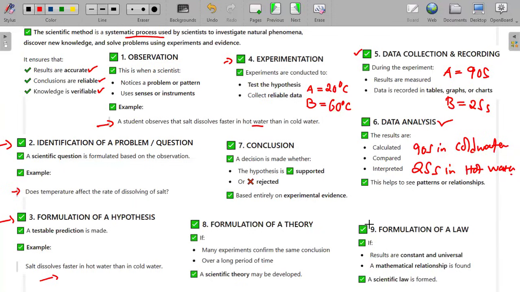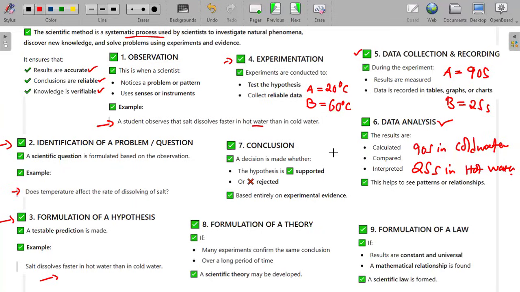After analyzing like that, you will be able to conclude just from these results. You can say that this shows that as the temperature increases, dissolving time decreases, because cold water takes 90 seconds, then hot water takes 25. So as the temperature increases, dissolving time decreases. That's what you can get from your data analysis.